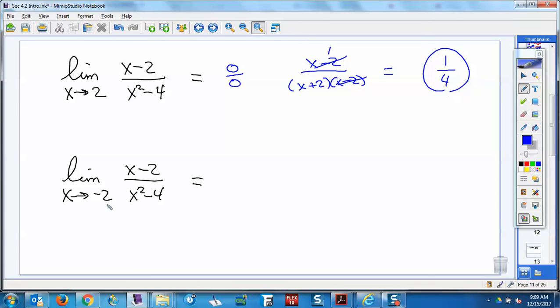Okay, now what about this one down here? Plug in a negative 2, right? What do you get? Negative 4 over 0. What's that tell you? Right away, we write does not exist, but we know we got to do more. So what are we going to do? X approaches negative 2 from the left. X approaches negative 2 from the right. So negative 2 from the left. We got to think about this. What's to the left of negative 2?